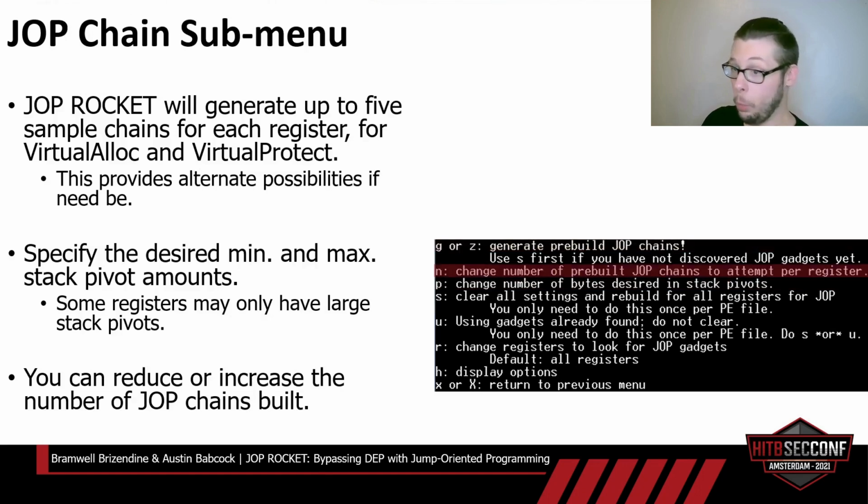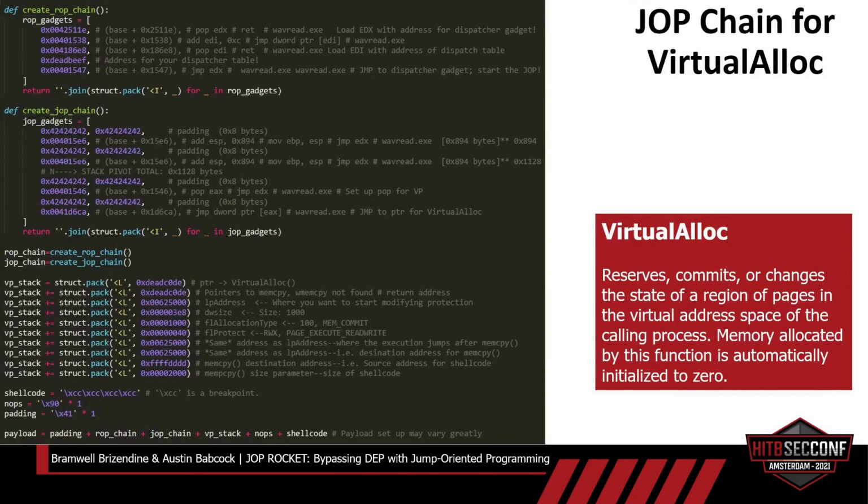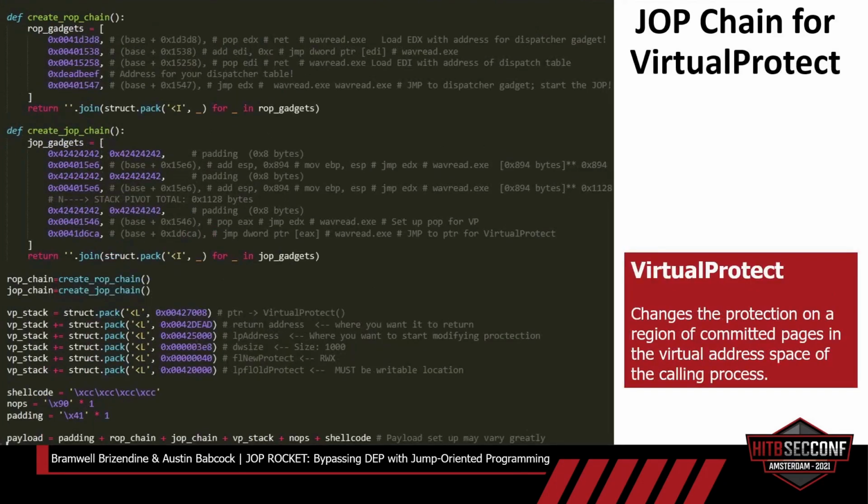You can also, if you want to, change the number of JOP chains that are generated per register. So if you want more or fewer possibilities, that's an option. This is the exact same thing that Austin did earlier from his manual exploit. And we've done it with JOP ROCKET, and we have a chain for VirtualAlloc. It's created one that has everything we need to utilize the stack pivot technique. And here's one for VirtualProtect.